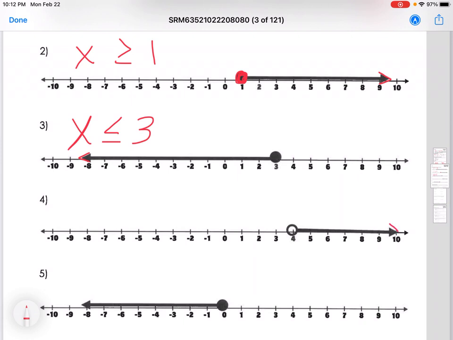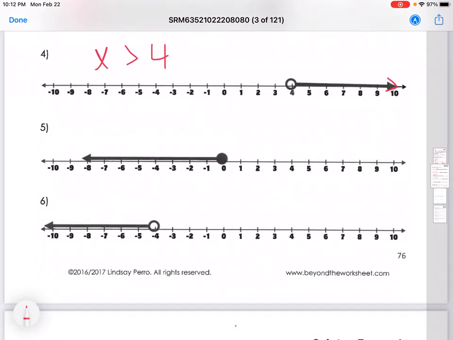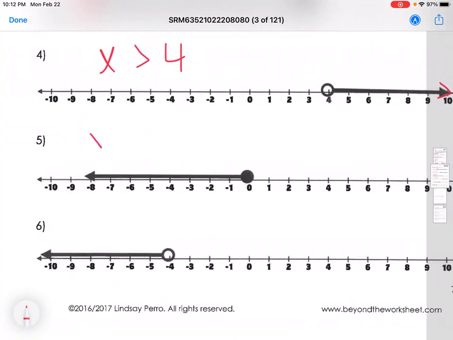Number 4, I'm pointing to the right again. So greater than, my circle's open. So that tells me that x must be greater than 4. Number 5, I'm pointing to the left, which is less than. My circle is closed, which means or equal to. And my circle is located at 0. So x is less than or equal to 0.